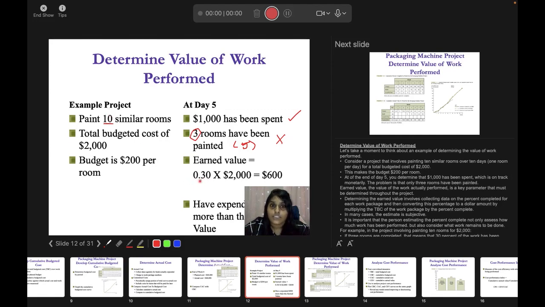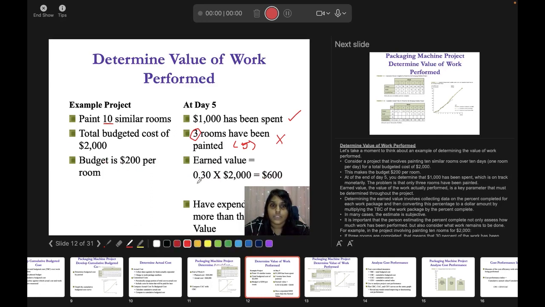So 10 means you have 1.0. You divide it into 100. So 0.3, which indicates 3 rooms, times 2000, your total budget is going to be 600 ringgit. Your earned value is 600 ringgit or $600. You can also do this calculation by 3 times $200 per room, right?